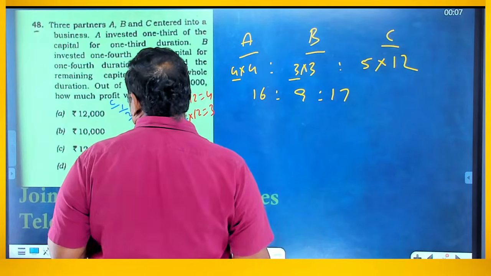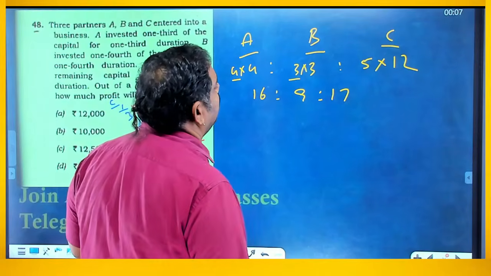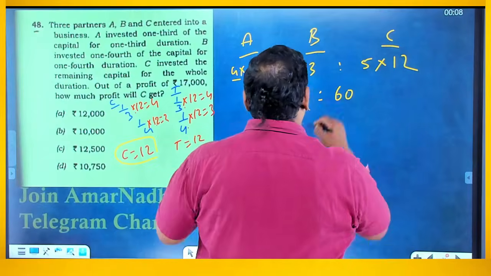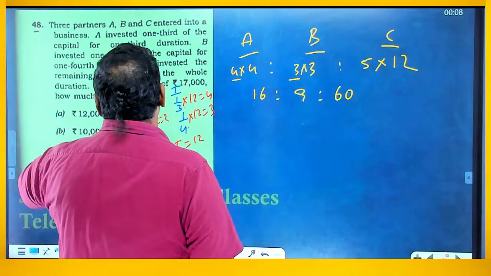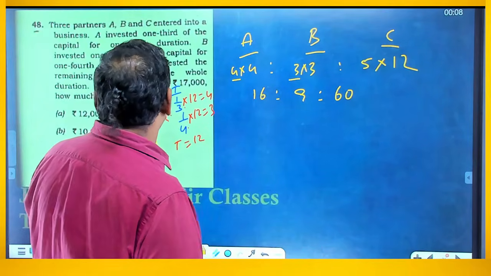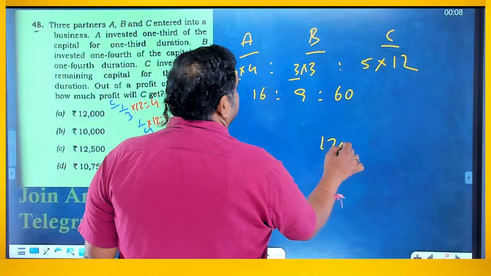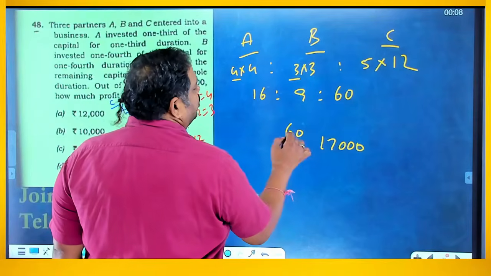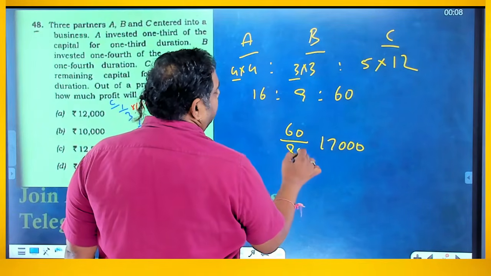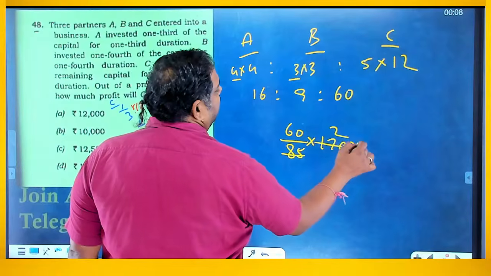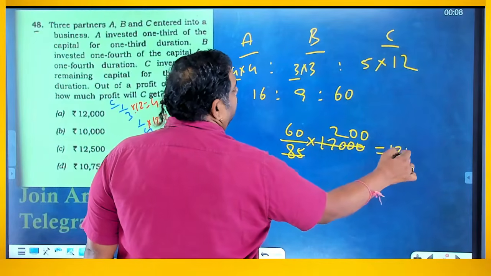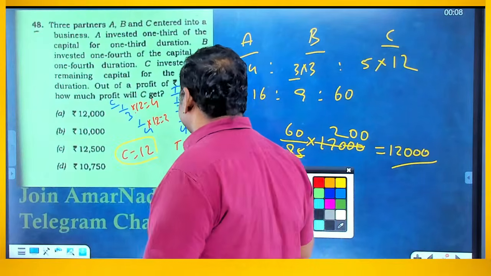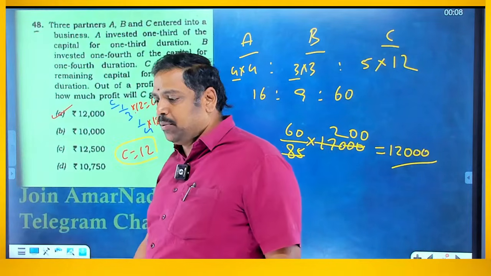12 into 5 is 60, right? Now, out of a total profit of 17,000, how much profit will C get? C means 60 by 85. 85 ones, 85 twos, and having 2 other zeros. 6 twos are 12, and having 3 other zeros. How much is it here? 12,000. So which option is the answer here? A is the answer. Understand?